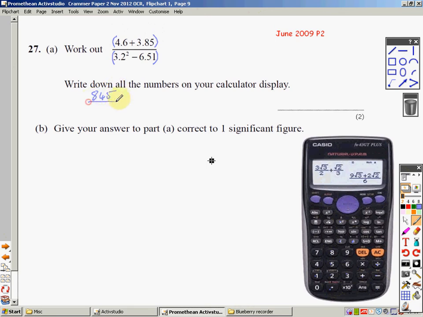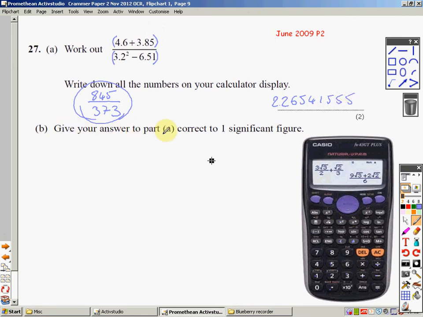845 divided by 373. Okay, now this is going to be an issue because they're not expecting your calculator to give it as a fraction like that. So I'd write that there, but then I'd also SD it and write down everything on the calculator display, which is 2.26541555. Okay, that's that bit done.